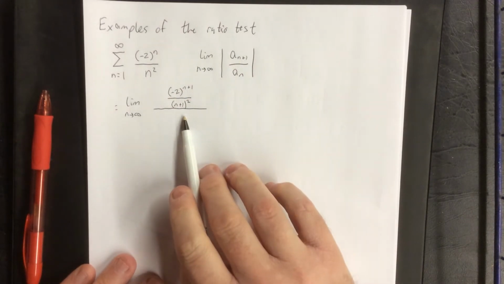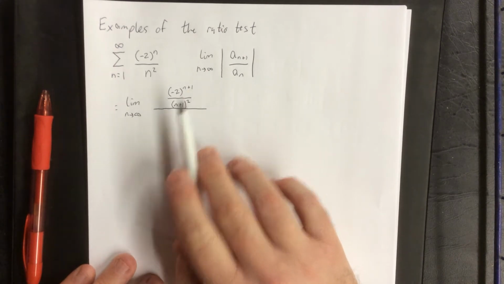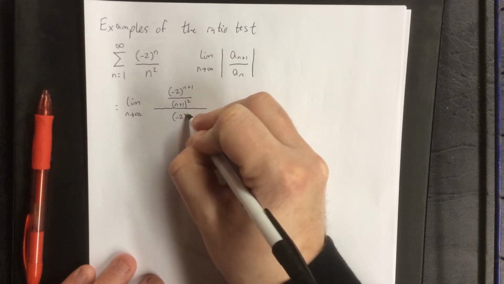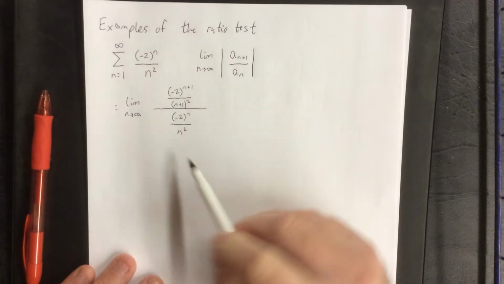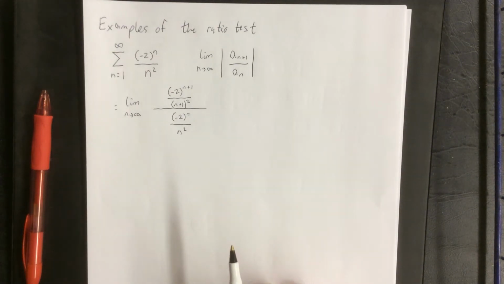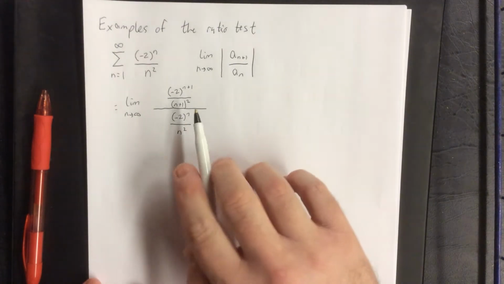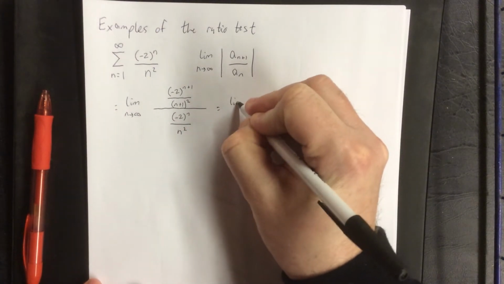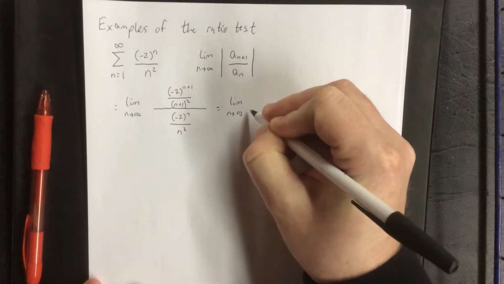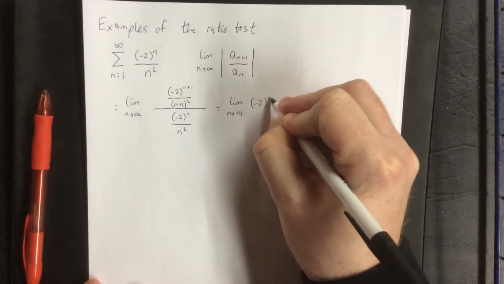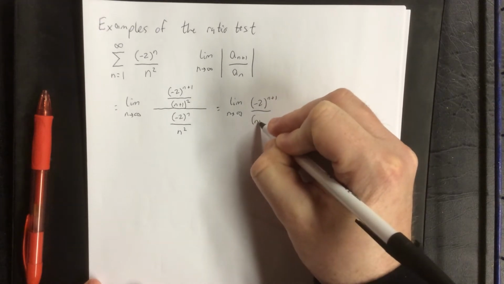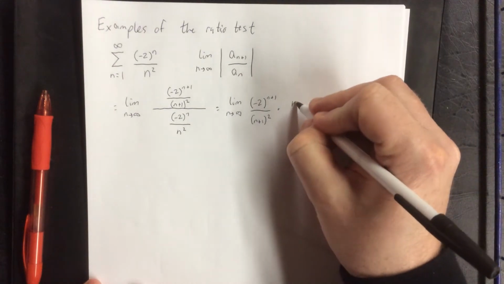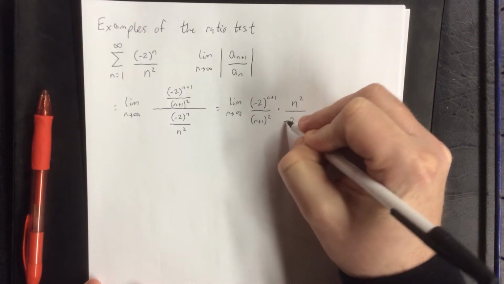So a sub n plus 1 will look like this expression, negative 2 raised to the n plus 1 over n plus 1 quantity squared. Your denominator is going to be negative 2 raised to the nth power over n squared, same as the original expression. In the majority of these examples, you're frequently going to have a fraction divided by another fraction. So my recommendation is, rather than division by a fraction, change it to multiplication by the reciprocal of that fraction. So we'll take the denominator, we'll flip it, and we'll change it to multiplication.